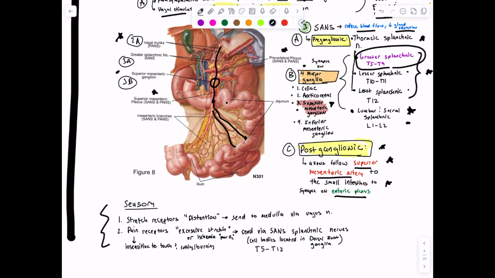For sensory innervation, we have distension, so stretch receptors, this is different than our pain, and they're going to send information to the medulla via the vagus nerve. And then pain receptors that are for excessive stretch or ischemia, aka poor oxygen, are going to send pain signals back to the brain via the sympathetic nervous system, splanchnic nerves, with the cell bodies of these pain receptors located in the dorsal root ganglia of T5 through T12. But importantly, the small intestines are insensitive to touch and cutting or burning.